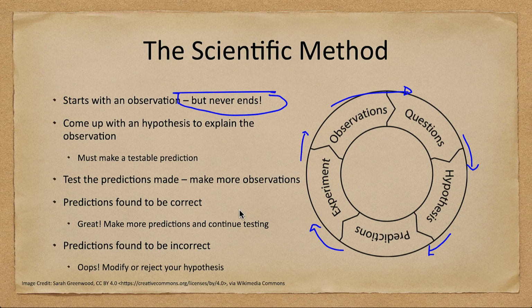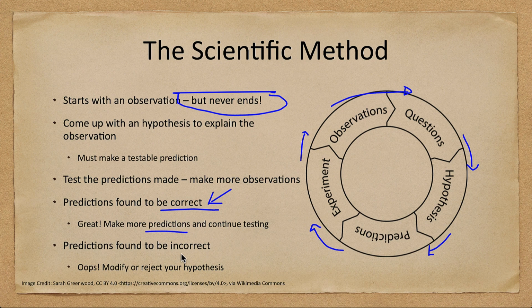Now there are a couple of things that can happen. You can make your predictions and test them, and they might be correct. That's great. If you find that your prediction is correct, then you want to make more predictions and continue this. So a theory is really never proven correct, although it can be proven wrong. When we look at a theory, we consider what might be done there and how we can continue to test it and push that theory to its limits.